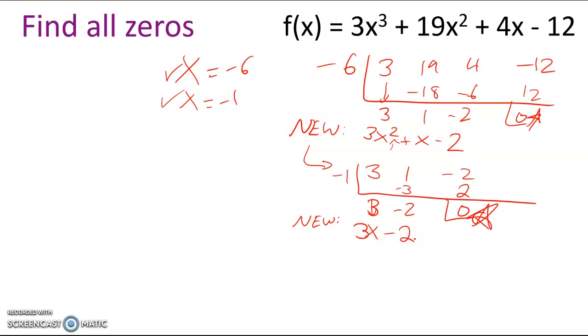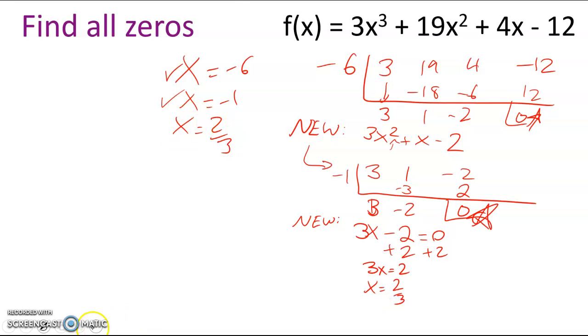All right. Now, what I can do is I can now use what I did kind of in the last example. I take this last equation, set it equal to 0, and solve. All right. I'm just going to add the 2 over. Get 3x equals 2. X equals 2/3. All right.